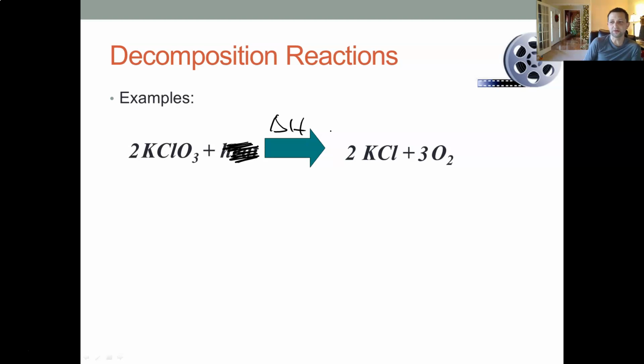Okay, so we should be okay at balancing equations by now. On your note sheet, I think it has MnO2 up here. It should be a delta H. MnO2 is a catalyst for a different reaction.